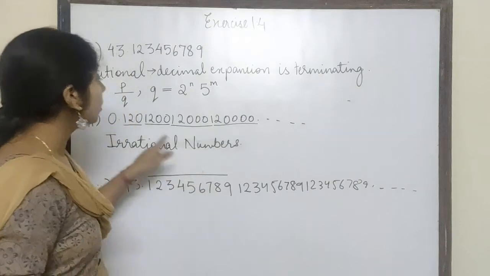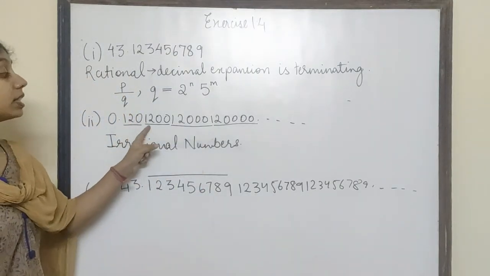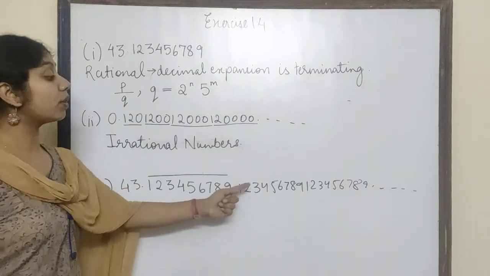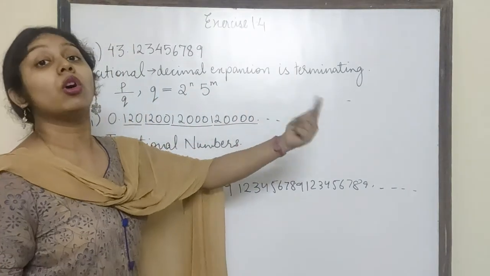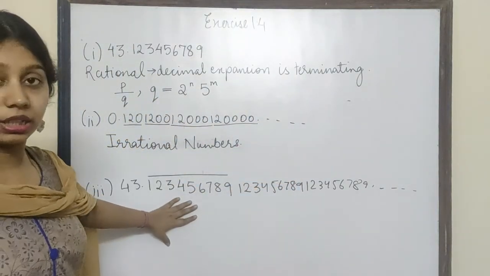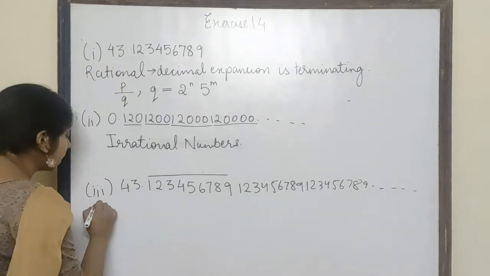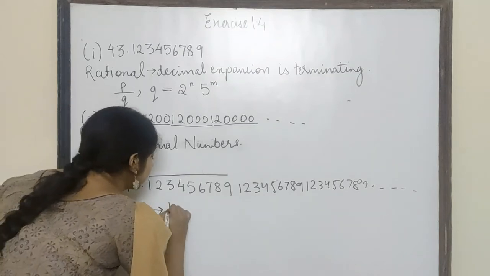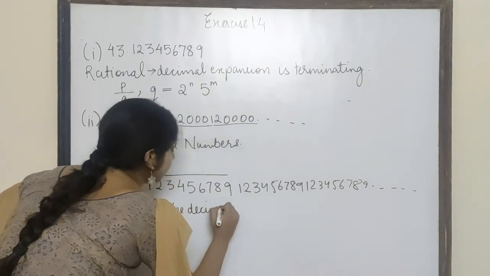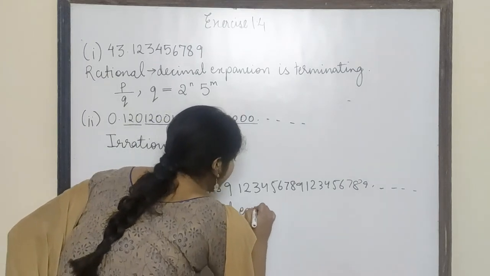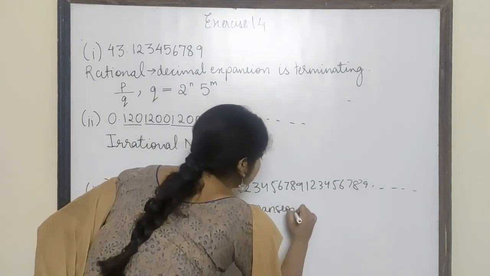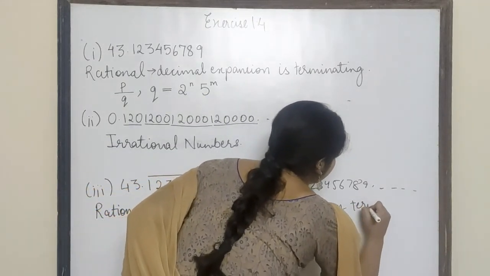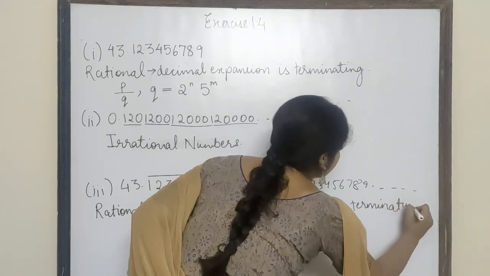Of course there is a pattern. Over here also there is a pattern. But over here these numbers are not repeating. Over here, from 1 to 9, again from 1 to 9, again from 1 to 9, it will keep on repeating, and this is non-terminating. And definitely, this is a rational number, but the decimal expansion is non-terminating. We will write: decimal expansion is non-terminating.